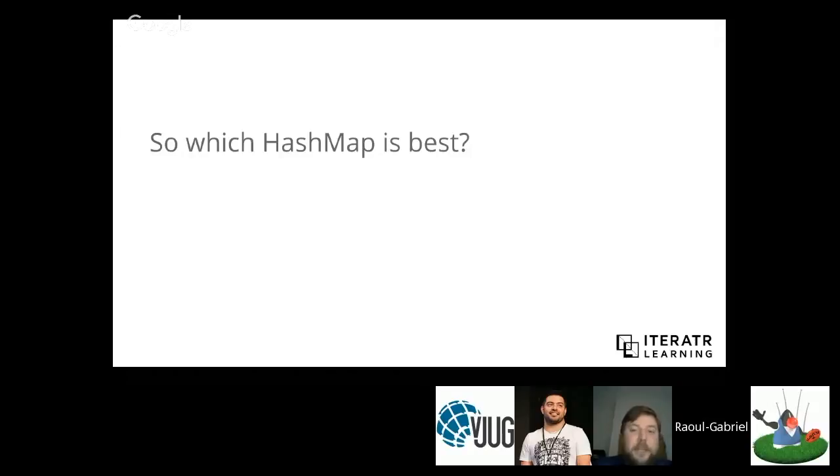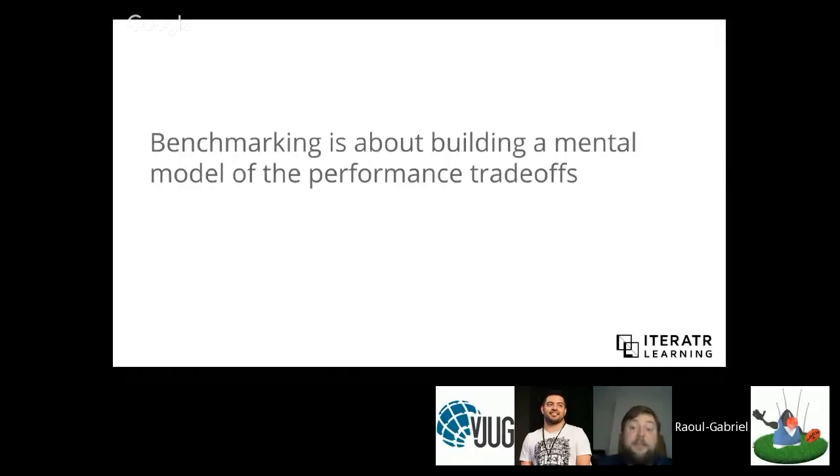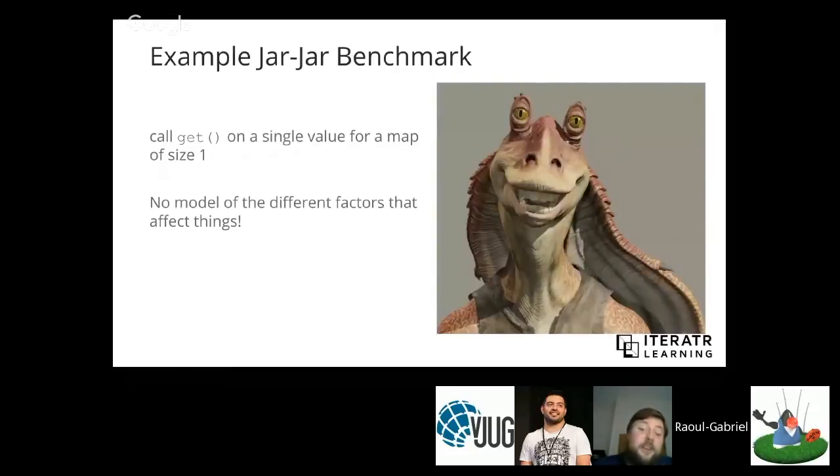So we've had to play around with a few different approaches here and built up a little performance model of the different trade-offs that you get from benchmarking collections. What I see when you look at a lot of benchmarks online is what I would call a Jar Jar benchmark. I call those things Jar Jar benchmarks because it's a bit like Jar Jar Binks, i.e. completely useless in any situation whatsoever.